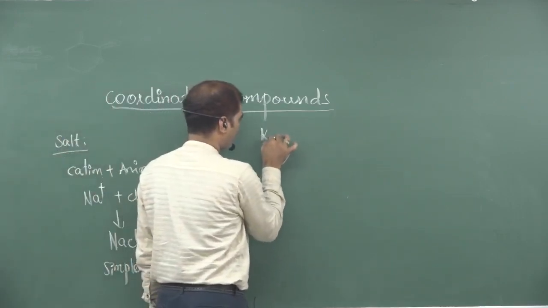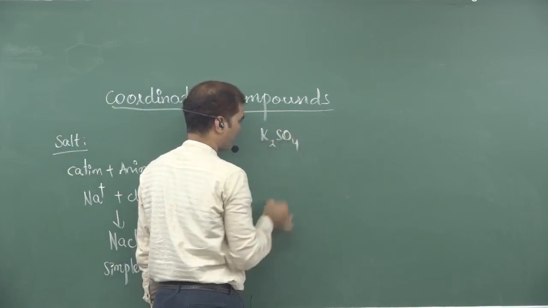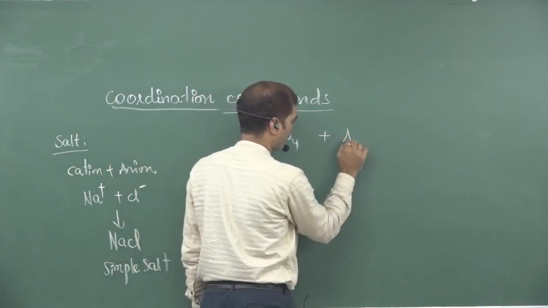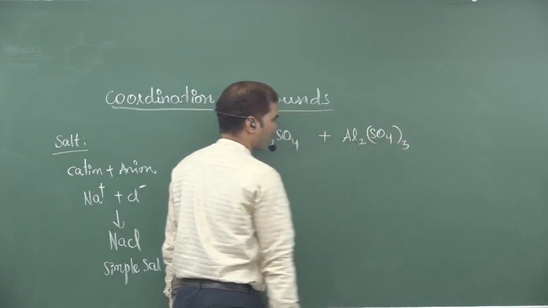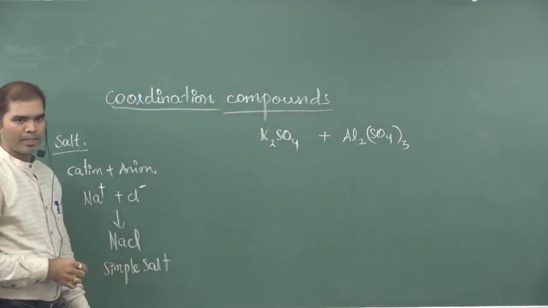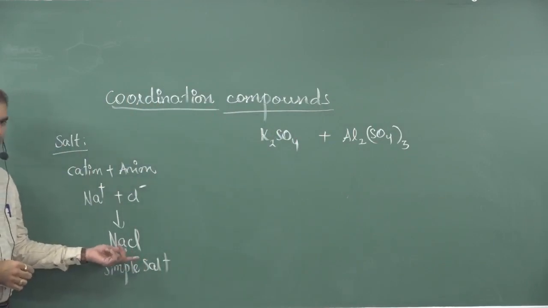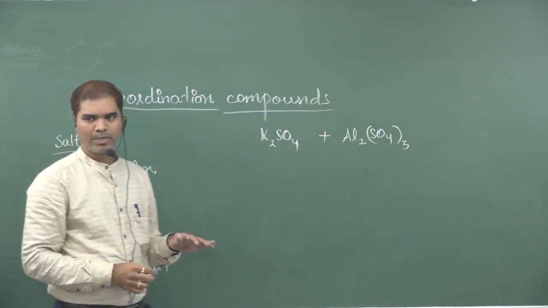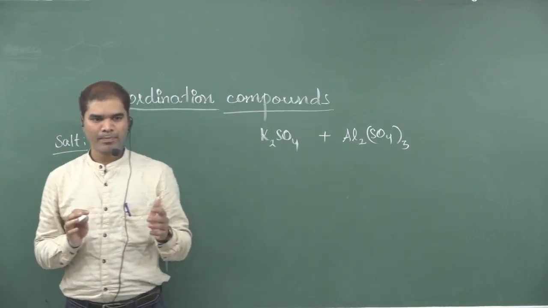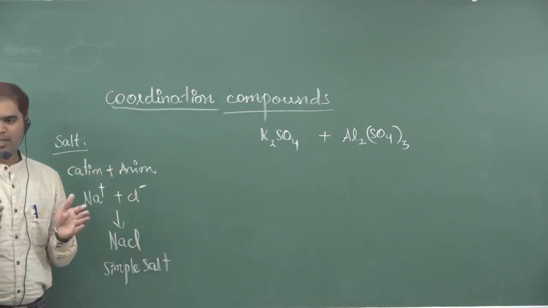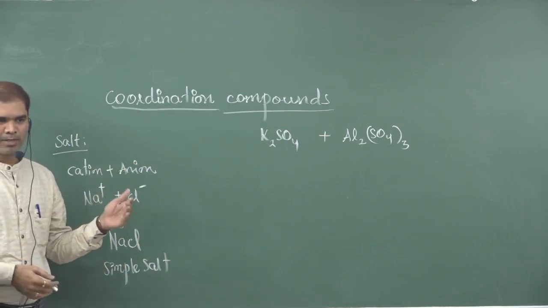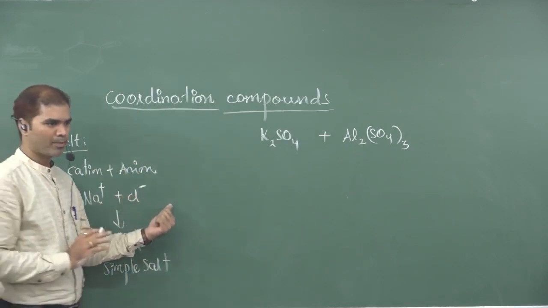Now let me take another simple salt, potassium sulfate. I am taking aluminum sulfate. Whenever I take a simple salt, I just dissolve it in a suitable solvent. Say I am dissolving it into water. Once I dissolve it into water, that simple salt will be ionizing into corresponding cation and corresponding anion. Na plus and Cl minus will come out.